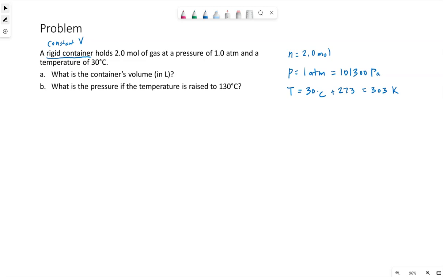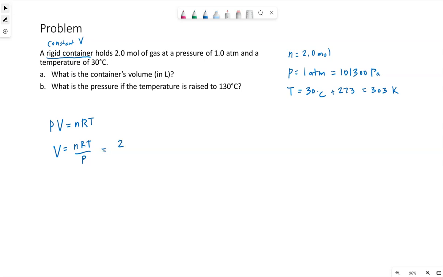So knowing this, when we look at the ideal gas law, PV equals nRT, well, we have the pressure, we have the temperature, we have n, so we can totally solve for the volume of this container, which is the volume that the gas is taking up.